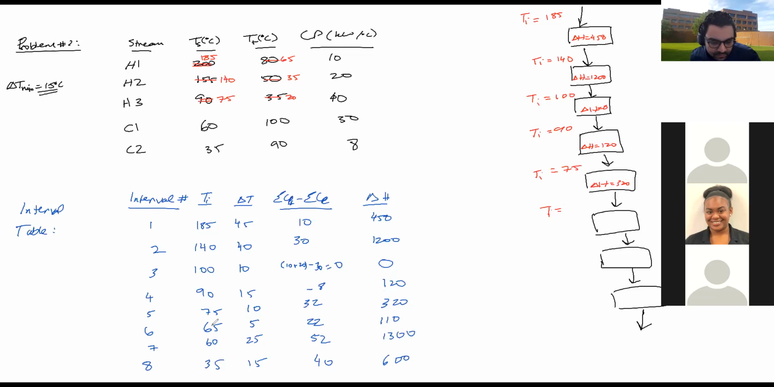Afterwards, I have 65, and the delta H is 110. After that, I have 60, right? And the delta H is 1300. Wait, how is this possible? 15 minus 8, this guy is minus 120. So yeah, just be careful. 15 minus 8, this is minus 1.